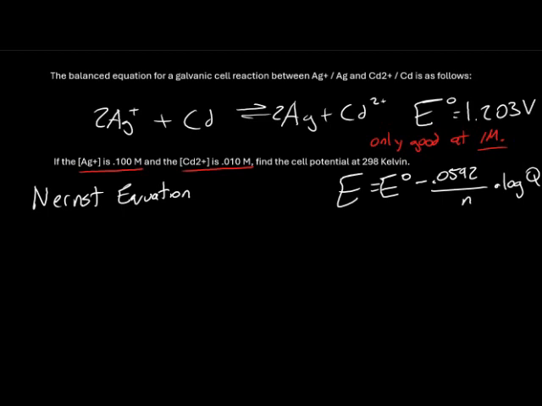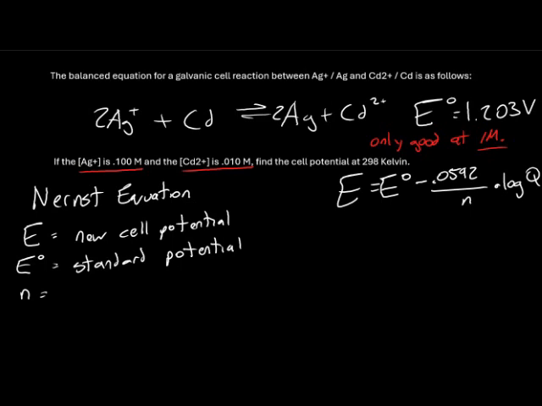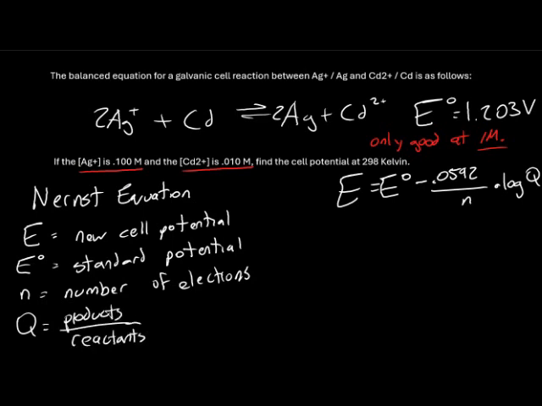The E on the left side of the Nernst equation is the new cell potential. The E standard on the right side of the equation is going to be the standard potential. The N is going to be the number of electrons that have exchanged hands. And the Q is the reaction coordinate, or also known as the products over the reactants. In the previous video about galvanic cells, we already found the E standard was 1.203 volts. Our goal is going to be to find the new cell potential, which is unknown.